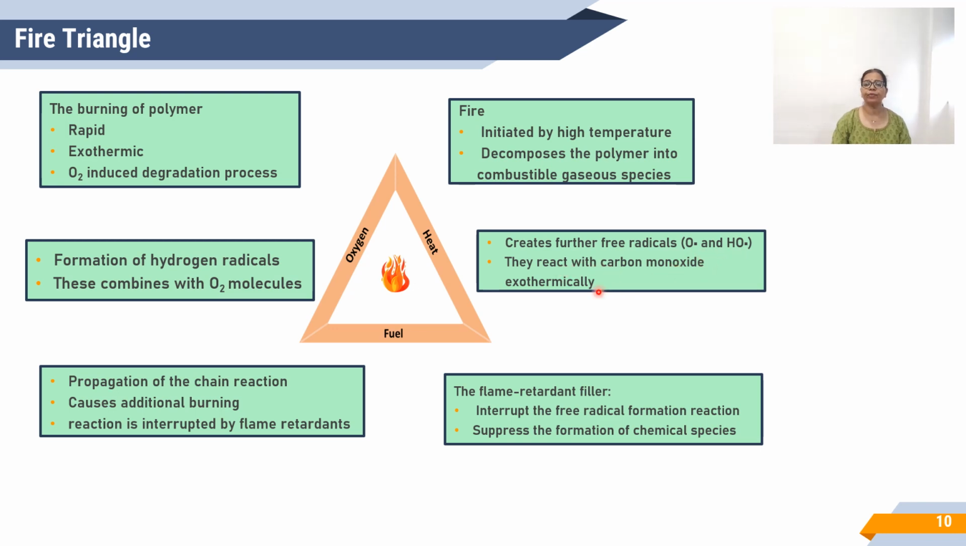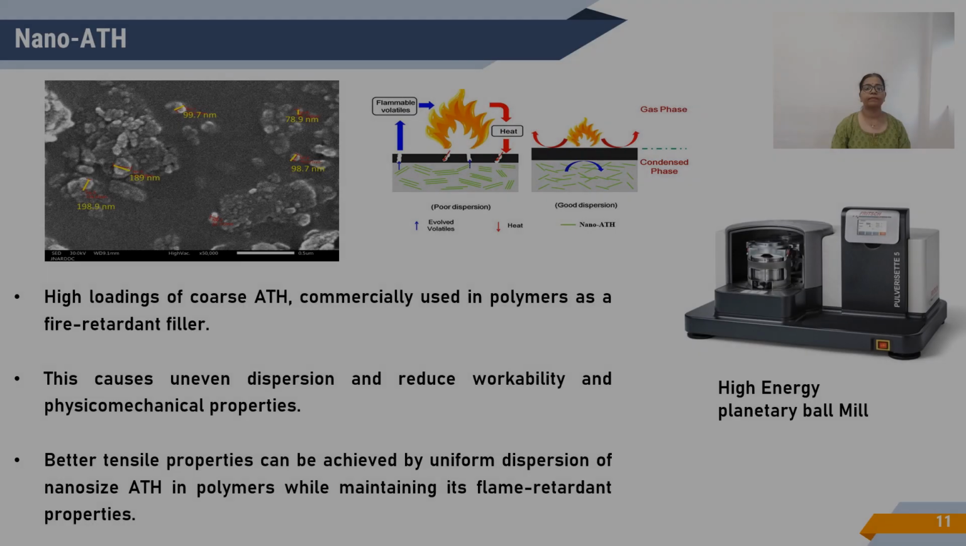They react with carbon monoxide exothermically, which propagates the chain reaction and causes additional burning of the polymer, and this whole reaction is interrupted by the flame retardants. The flame retardants also suppress the soot formation and the further formation of chemical species. In this way, the flame retardants retard the whole burning process, and in the process the soot formation and the toxic gas formation are also retarded.